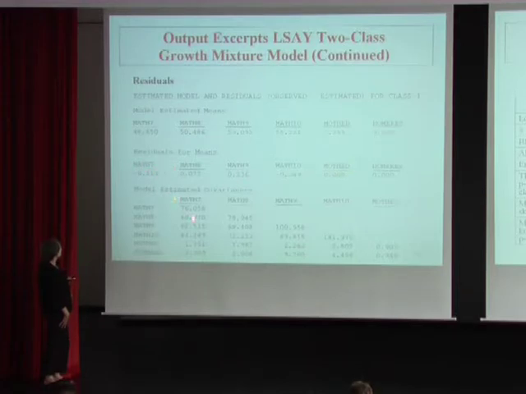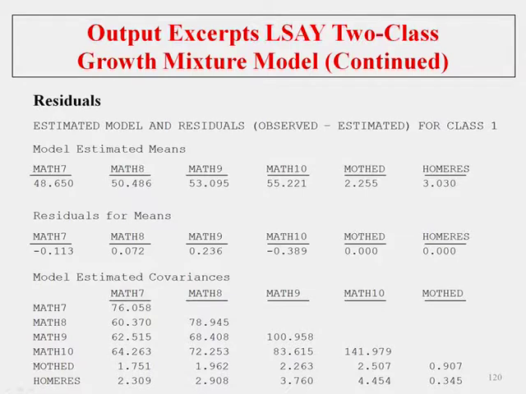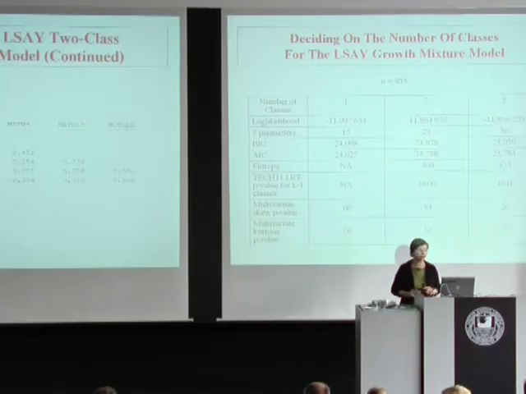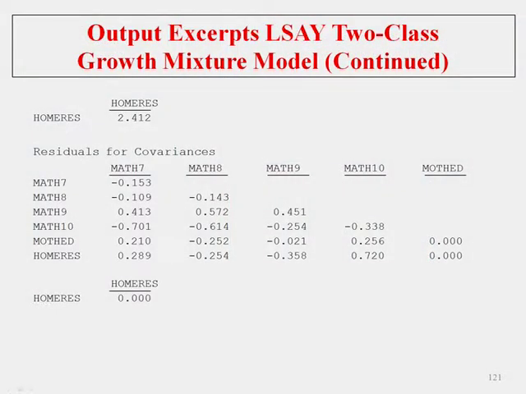And then we have our model estimated covariances. Just to ground this a little bit, the residuals are something we can use to assess model fit when we have continuous outcomes. And here are the residuals for the covariances. And as you note, none of them are particularly large.